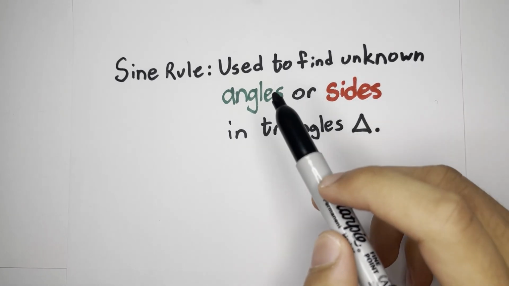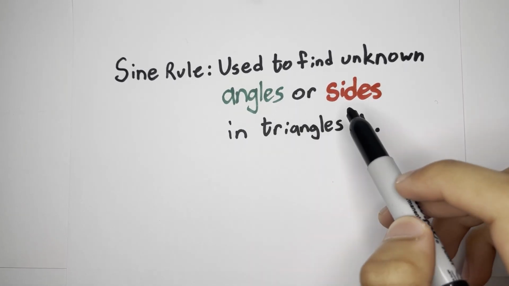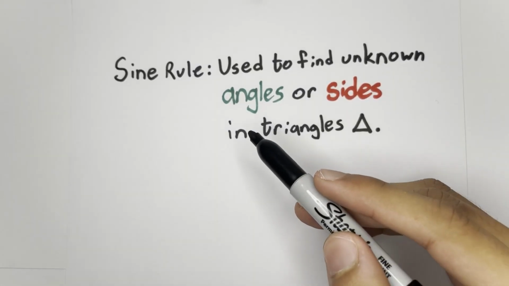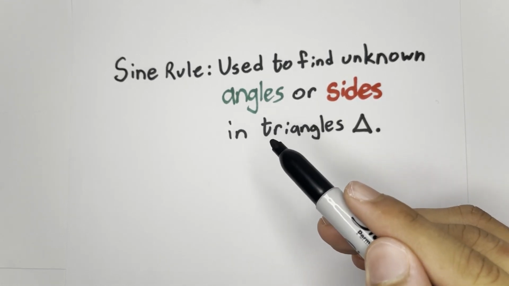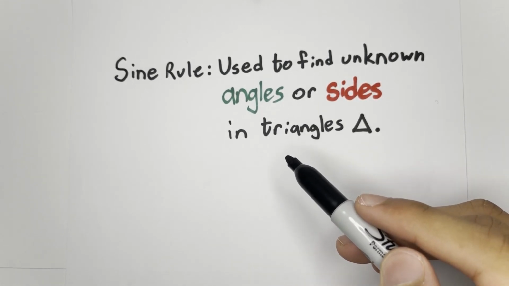We use the sine rule to find unknown angles or sides in triangles. But first you must know the notation used, which might seem a little confusing at first but makes a lot more sense when you understand it.